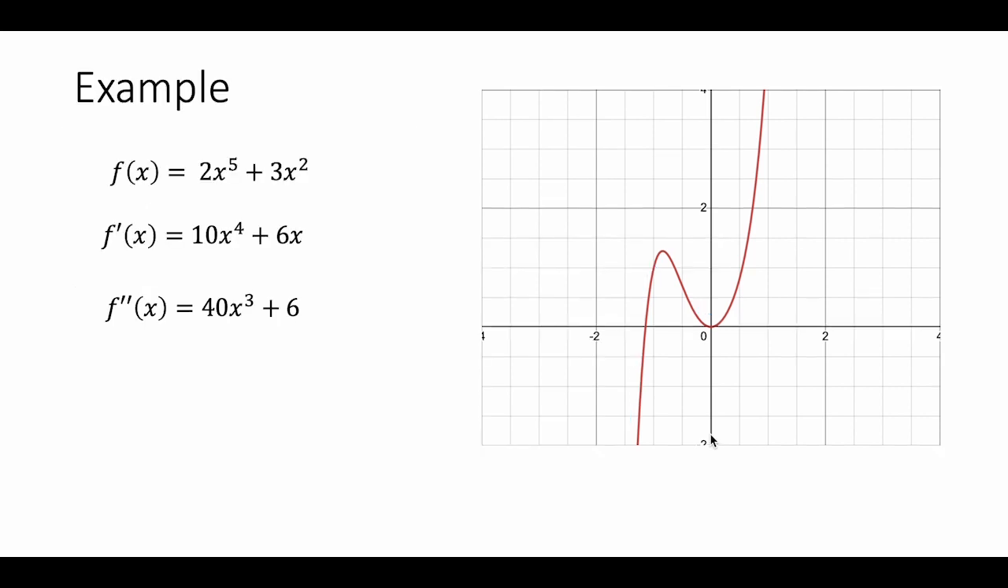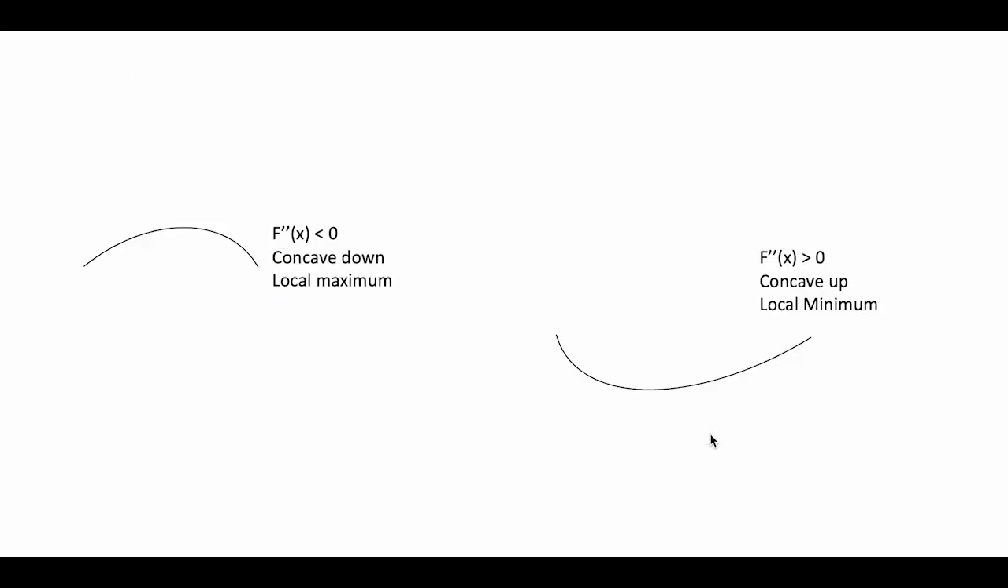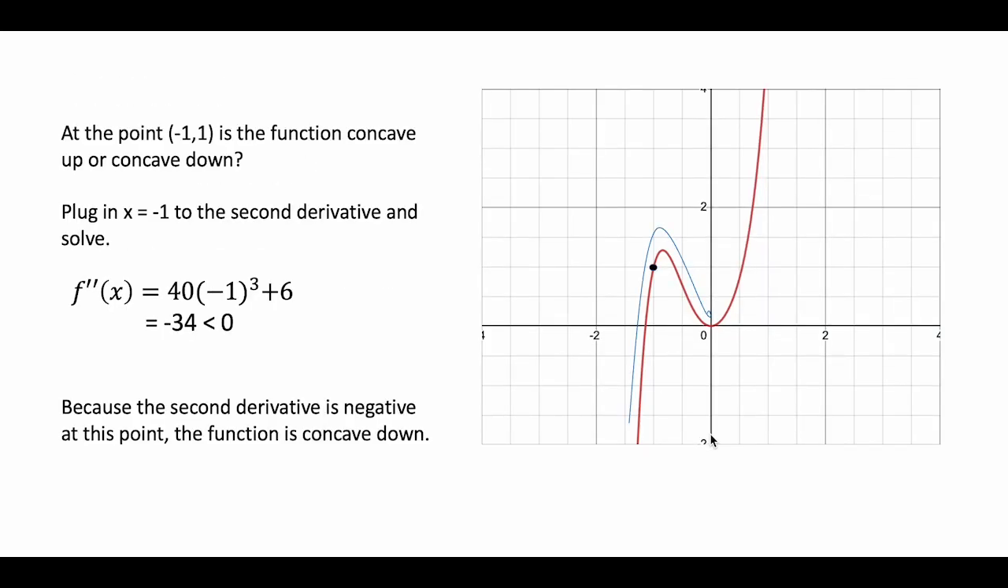And if we go back a couple slides to this reference, we know that if the second derivative is less than 0, it must be concave down and is a local maximum. And that's what we see if we look at the graph. The black dot is that point negative 1, 1, and the function is concave down at that point.